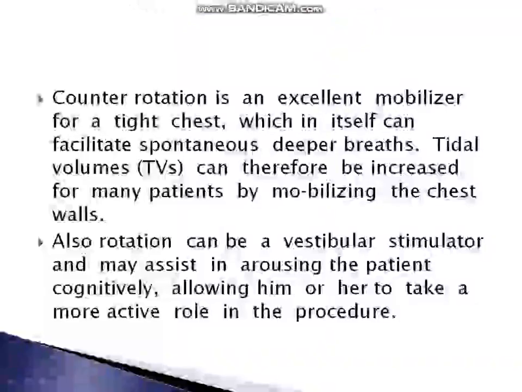Counter rotation is an excellent mobilizer for a tight chest, which in itself can facilitate spontaneous deeper breaths, and tidal volumes can therefore be increased for many patients by mobilizing the chest walls. Also, rotation can be a vestibular stimulator and may assist in arousing the patient cognitively, allowing him or her to take a more active role in the procedure.